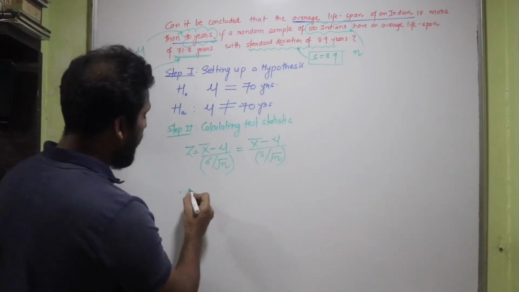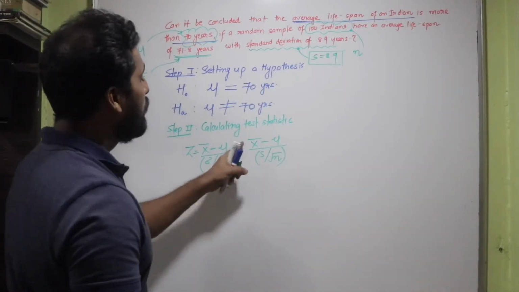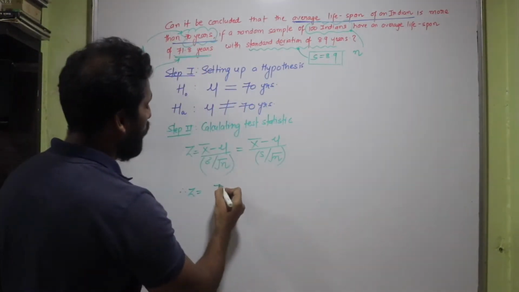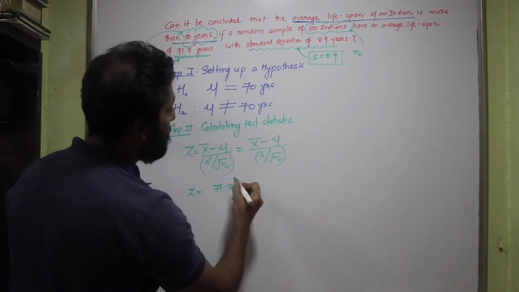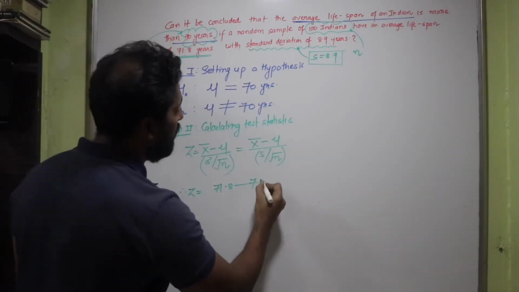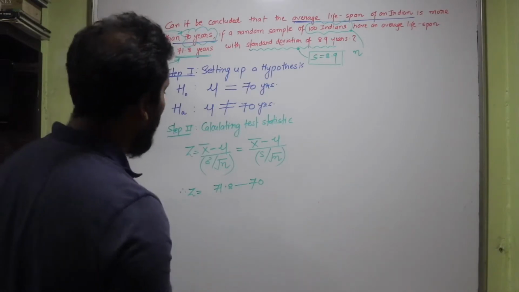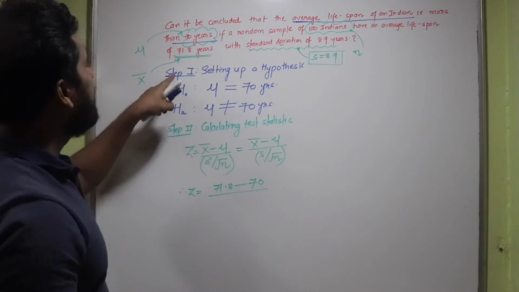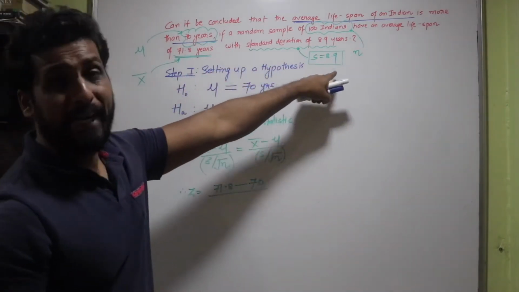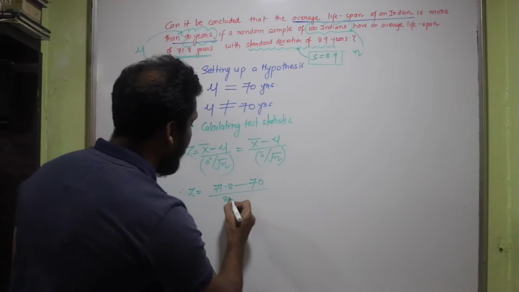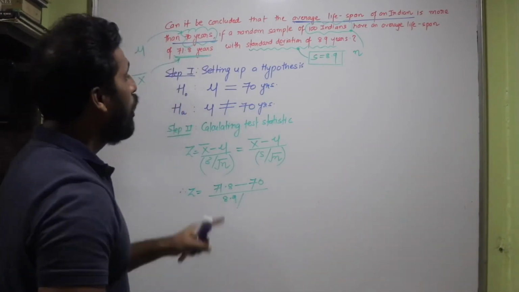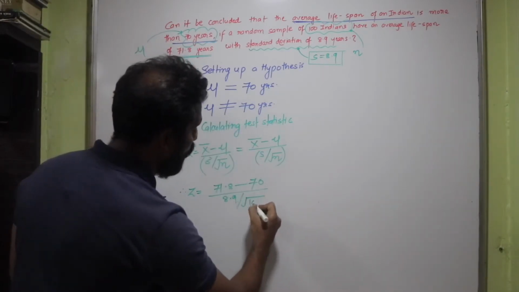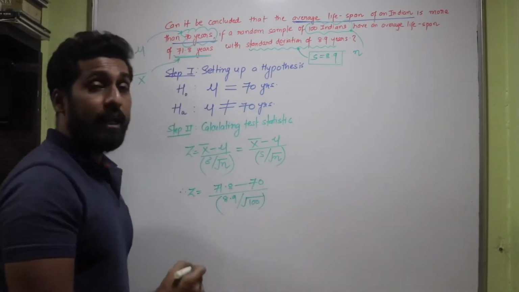So students, the value of Z would come out to be, X bar is given as 71.8. So I'll write here 71.8 minus the value of mu, which is 70 years, upon the value of S. The standard deviation is given as 8.9. So I write 8.9 divided by root of N. The value of N is 100, so root of 100.